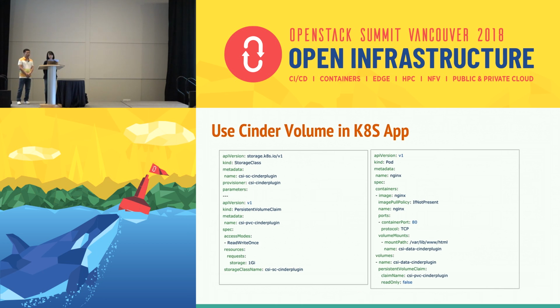So after calling kubectl with this YAML file, we should have an NGINX app running with a Cinder volume provisioned, and then that will be mounted at the specified location.